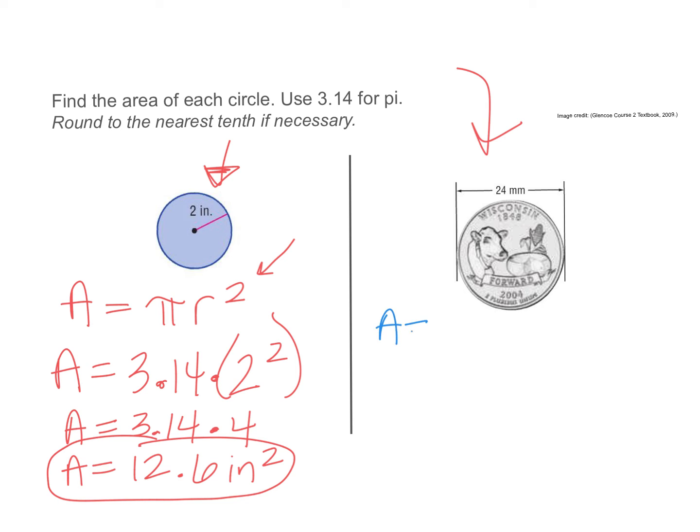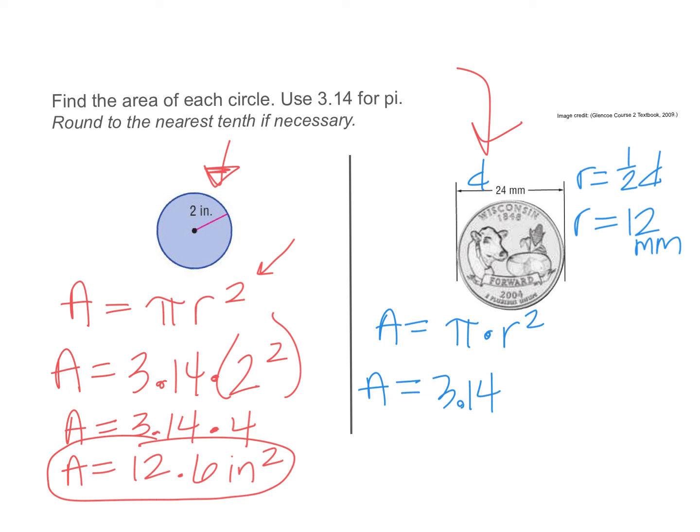So area is pi times radius squared. I'm given the diameter. So to find the radius, remember the radius is half of the diameter. So half of 24 is 12. So the radius is going to be 12 millimeters. So now I'm ready to put it into my formula for my circle. So 3.14 times 12 squared.